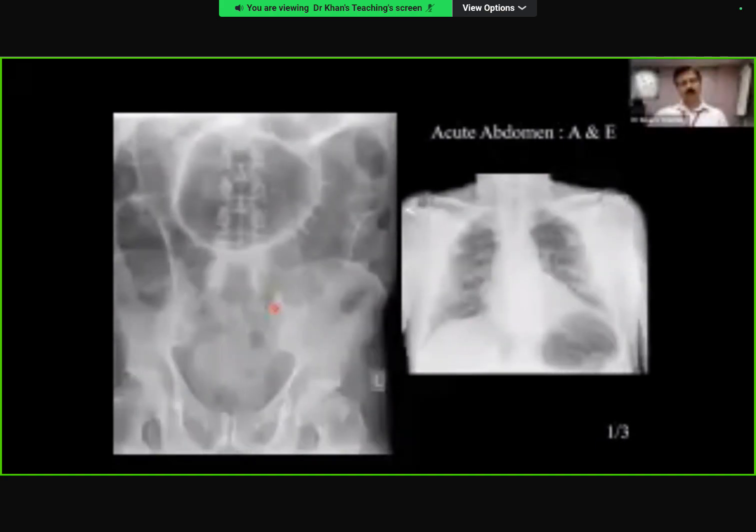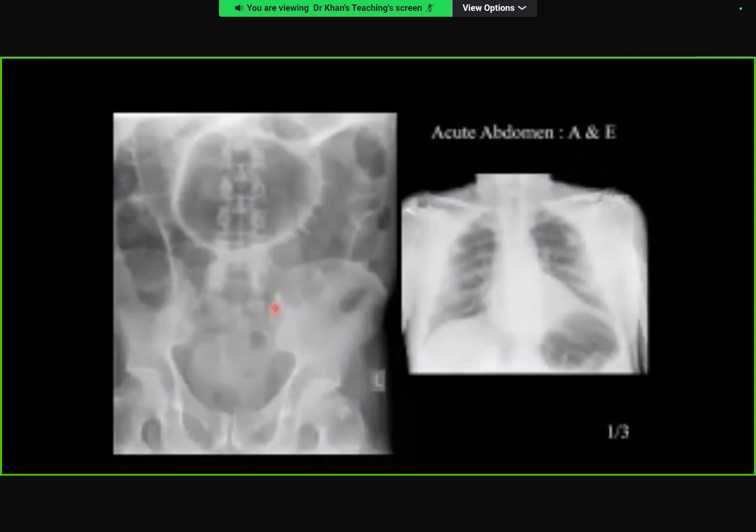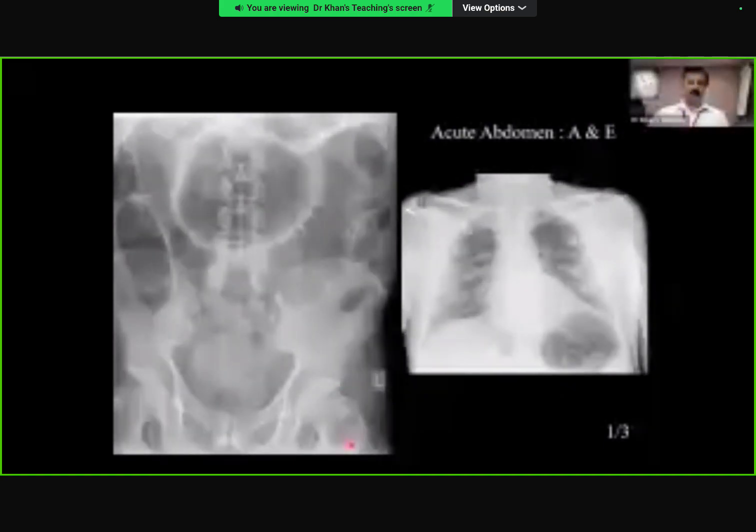So, this film is not ideal, but I would have liked to see the lateral walls of the abdomen as well as the stomach to see whether there's gas under the liver or the falciform ligament is marked. Also, I can see the probably gas. Okay, I'll stop you here.